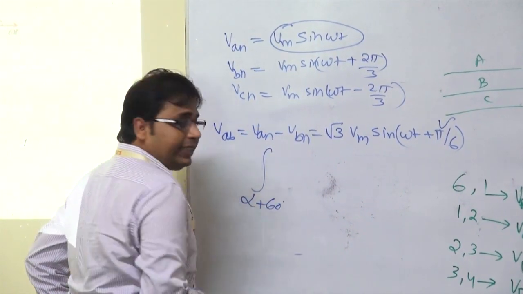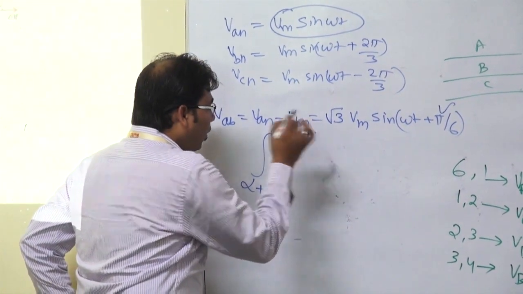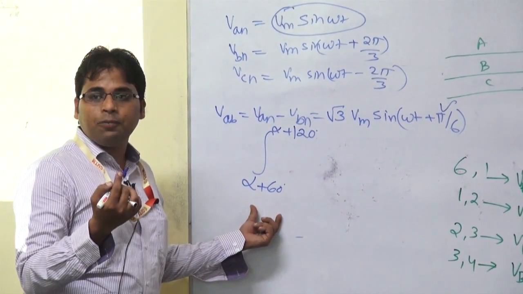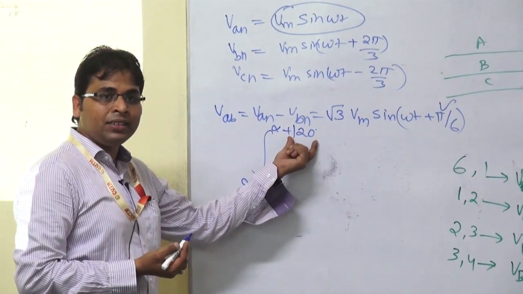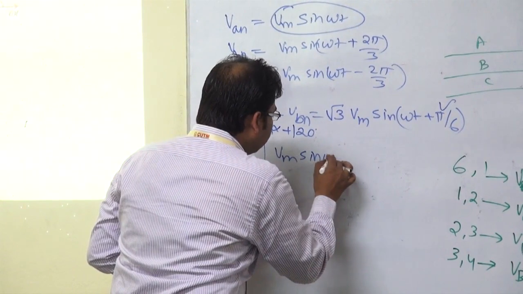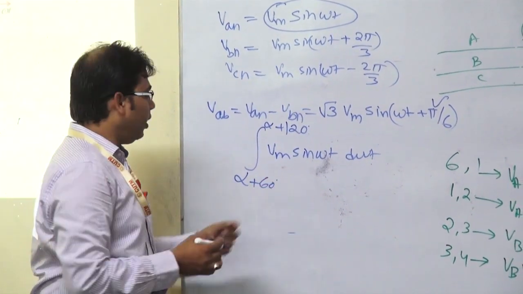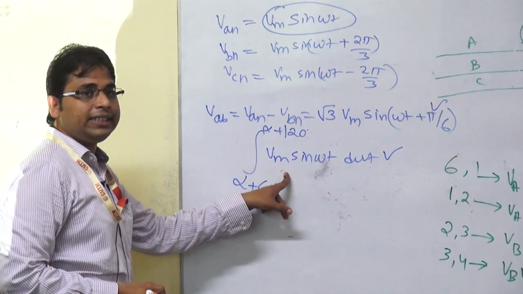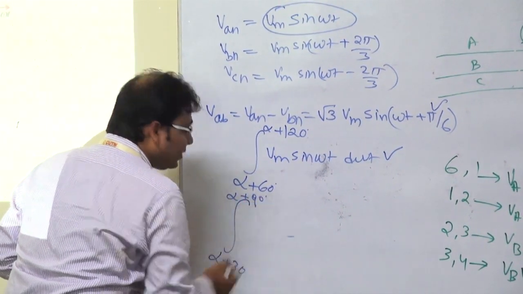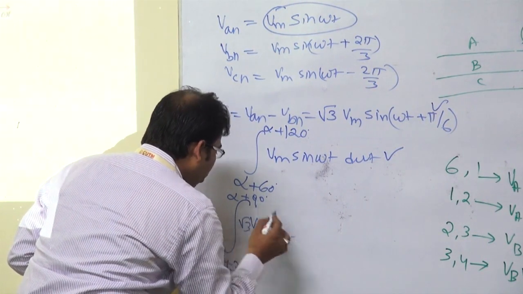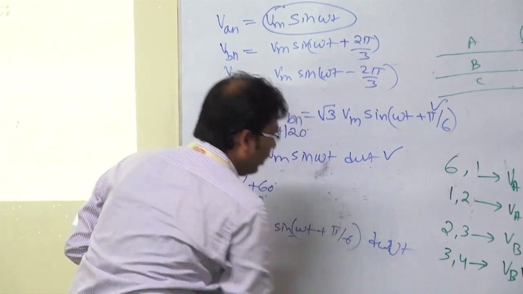Alpha plus 60 degree to alpha plus 120 degree. One pair will conduct for how much duration? 60 degree. So if I start from alpha plus 60 to alpha plus 120, Vm sin omega t d omega t. If you take phase voltage, this is the expression. If you take line voltage, then alpha plus 60 to alpha plus 120, root 3 Vm sin omega t plus pi by 6 d omega t.